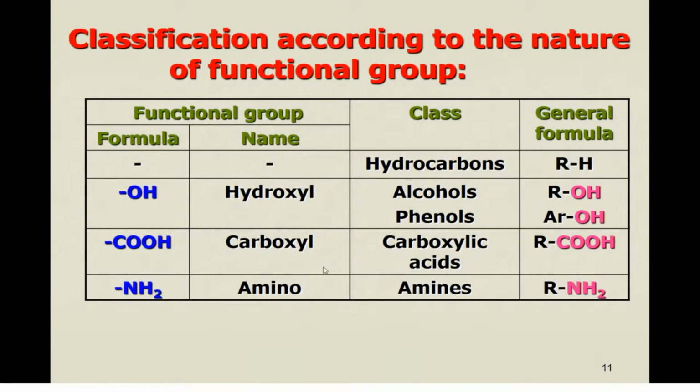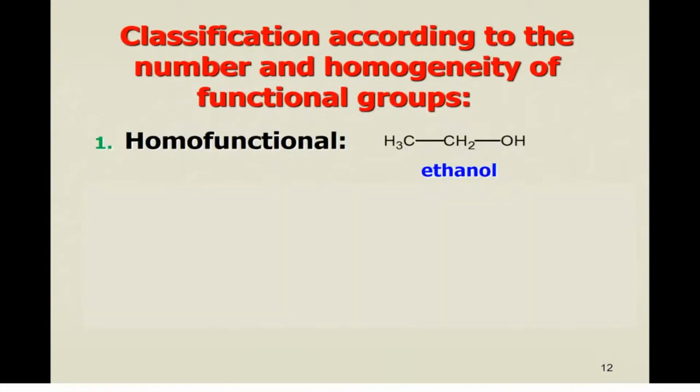So, carboxyl group, carboxylic acids. Amino group, amines. It's easy, and a lot of others. The oxo functional group can be there to make a ketone or aldehyde, and so on. When we name the compounds, I will teach you again how they look.